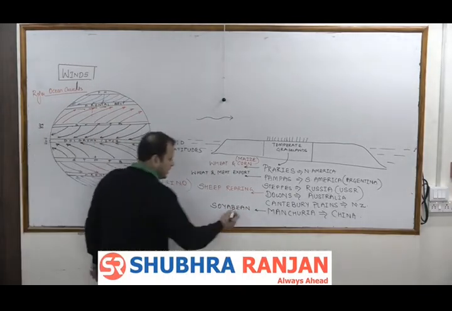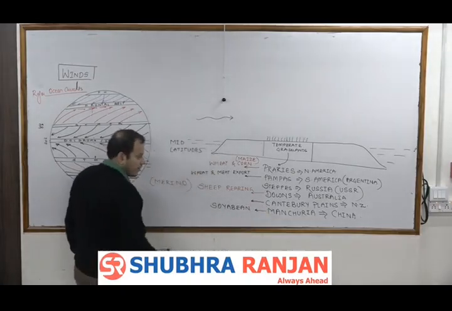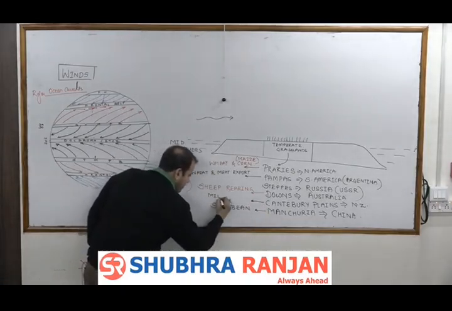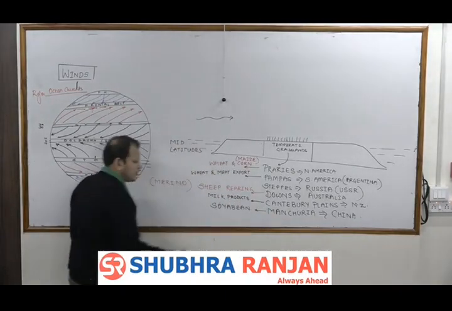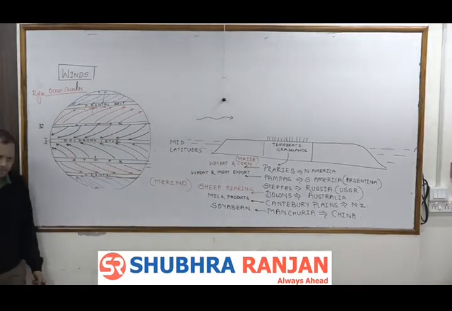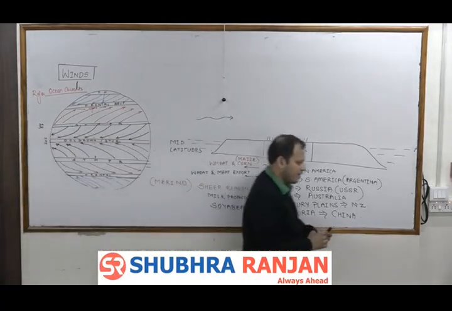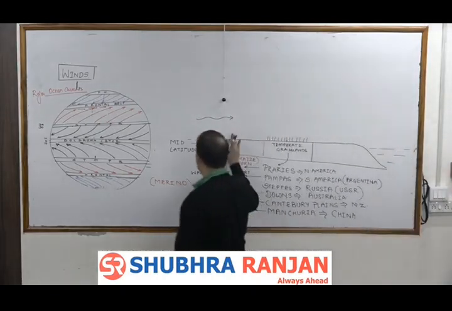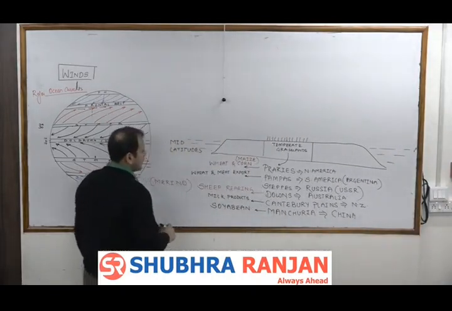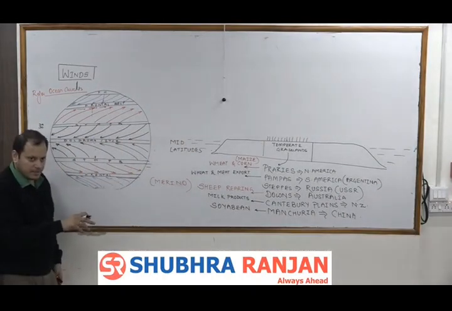And Canterbury Plains are famous for dairy products, which includes chocolate, butter, cheese, milk powder, etc. Everything. So fine with this, what are the temperate grasslands?